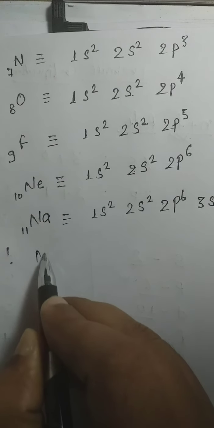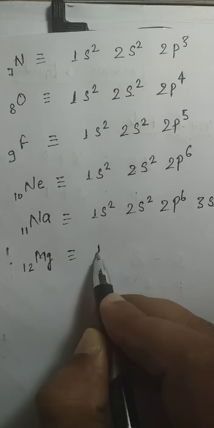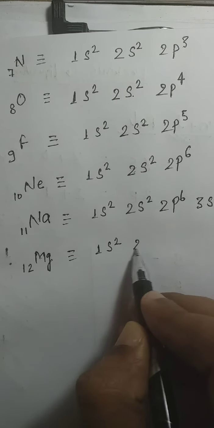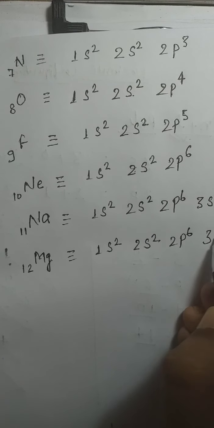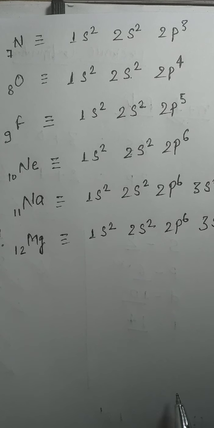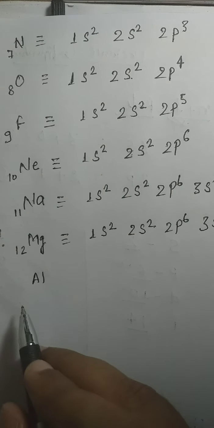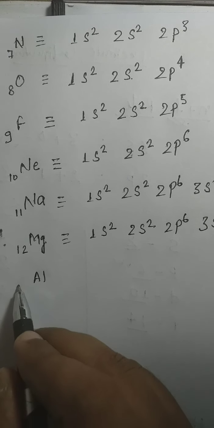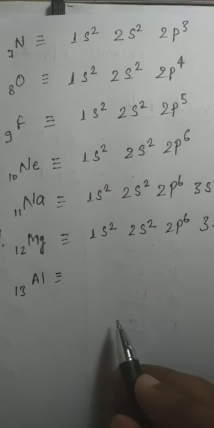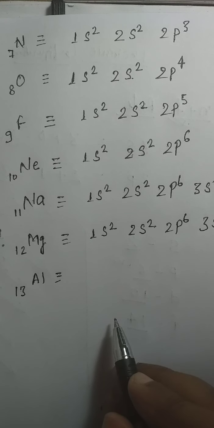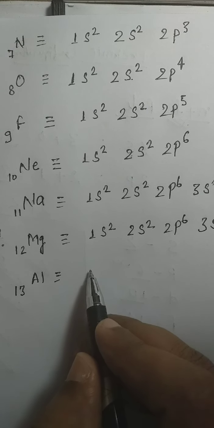Then we go to magnesium. Magnesium has atomic number 12. The electronic configuration is 1s2, then 2s2, then 2p6 and 3s2. Like this you have to fill the electrons. Then we are doing aluminium last today, and do practice. I'm requesting everyone, do at least up to 30, and whenever you feel doubt, please ask me via message which electronic configuration you are unable to write. I will give an idea.